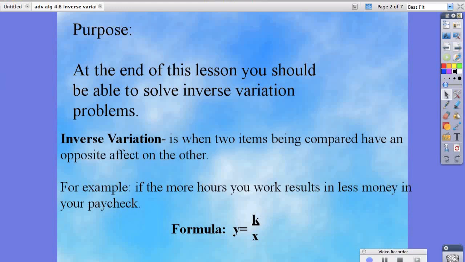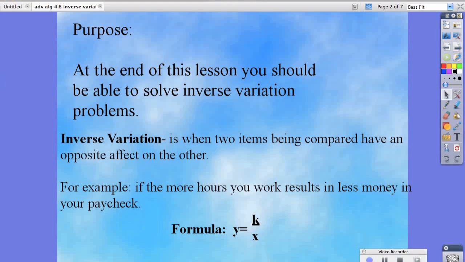where if two things are being compared and one increases, the other one also increases, where the change in one also affects the change in the other in the same exact way. The example we used last time is the more hours you work, the more your paycheck will be. That was a direct variation, because the number of hours increased, and the higher your paycheck went.